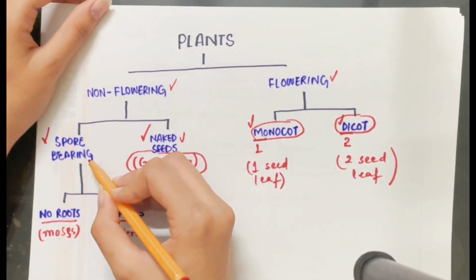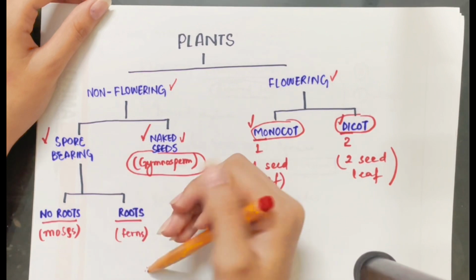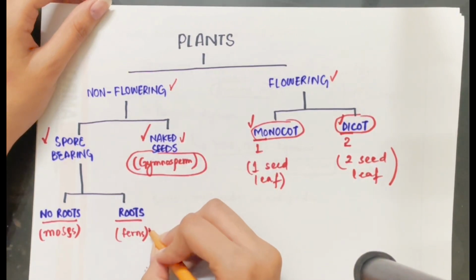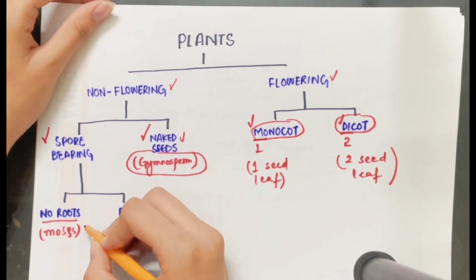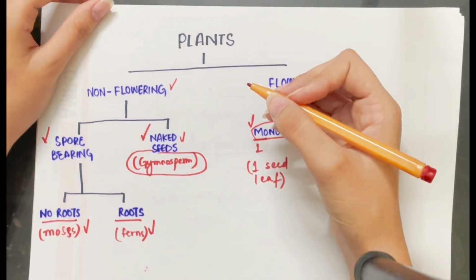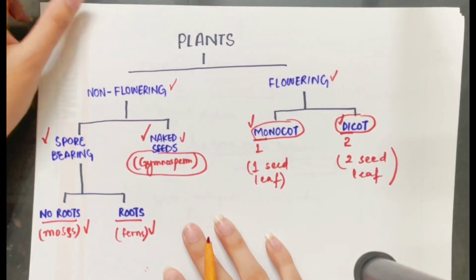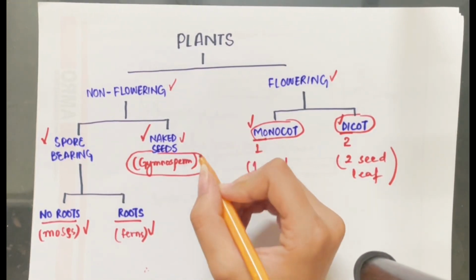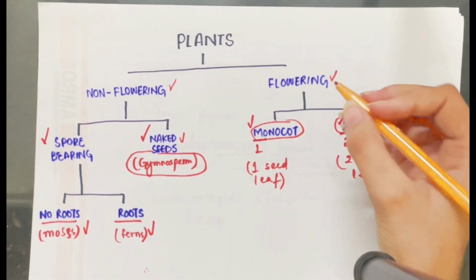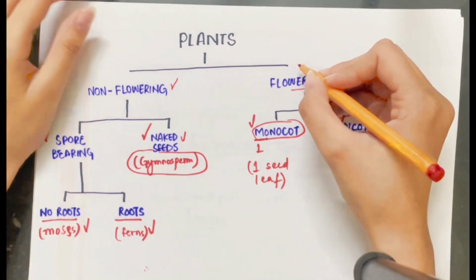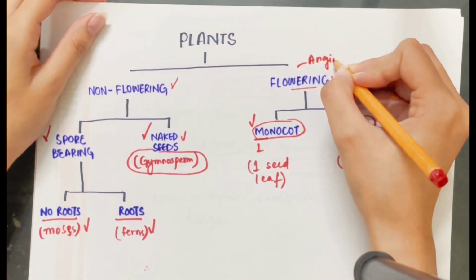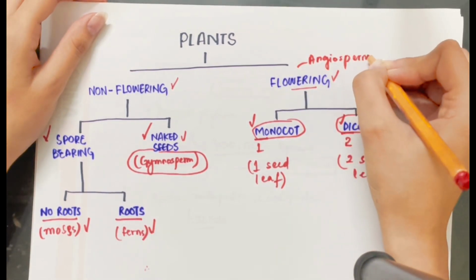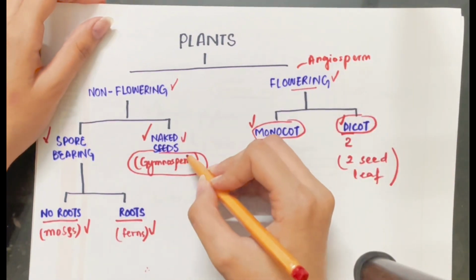If they are spore-bearing plants, there would either be no roots or there would be roots. The one with roots, the common example is ferns, and the one with no roots, the common example is moss. So moss and ferns are the examples of non-flowering plants. The ones with naked seeds are termed gymnosperms. Well, the flowering plants are often known as angiosperms, which are the opposite of the gymnosperms, that are flowerless.